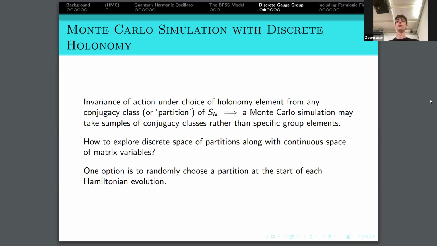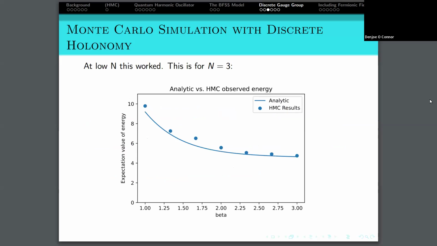So right away you can choose samples in the Monte Carlo simulation to take a partition or conjugacy class rather than a specific element each time. But still we have to walk through a discrete space of partitions rather than a continuous space like the matrix variables. And doing that in parallel is a little tricky. But the first thing you might think to do is just randomly choose a different partition at the start of each Hamiltonian evolution.